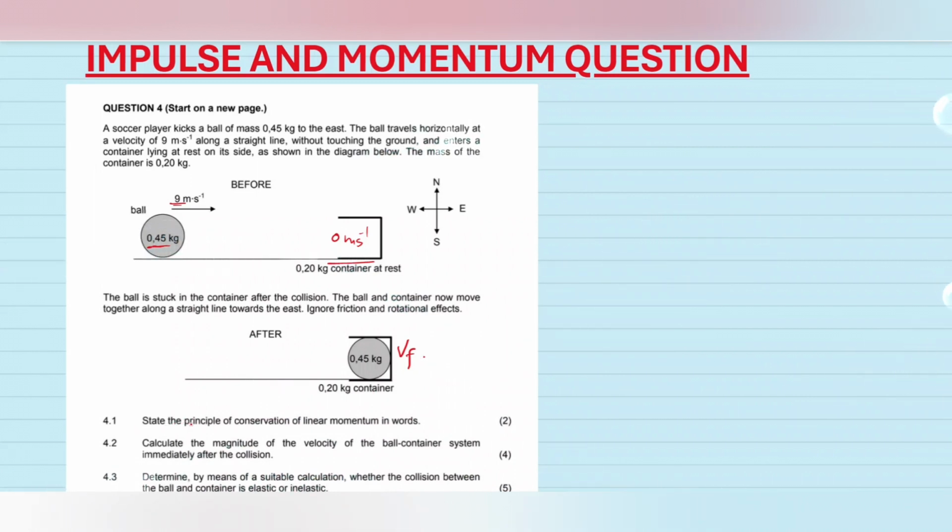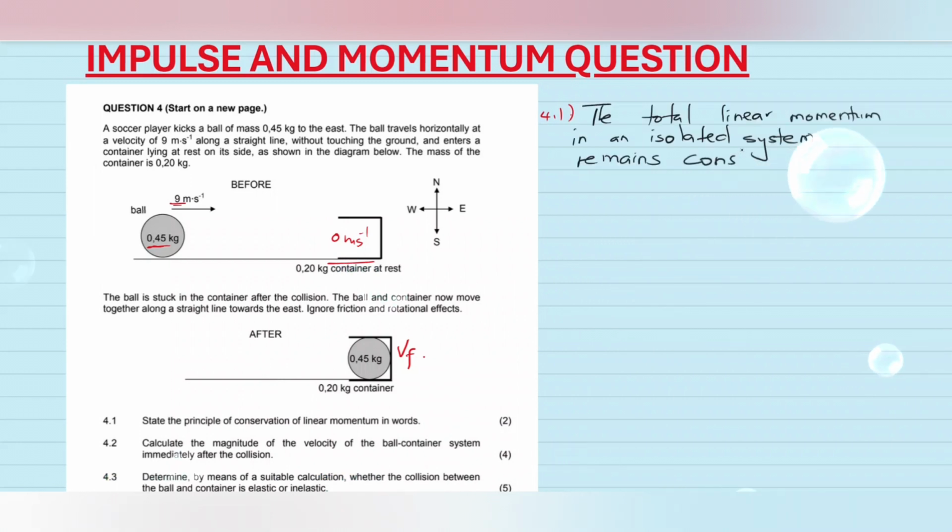4.1. State the principle of conservation of linear momentum. It states that the total linear momentum in an isolated system remains constant. This means the sum of initial momentum is equal to the sum of final momentum. This can be represented by the equation m1 v initial plus m2 v initial is equal to m1 multiplied by its v final plus m2 multiplied by its final velocity, Vf.